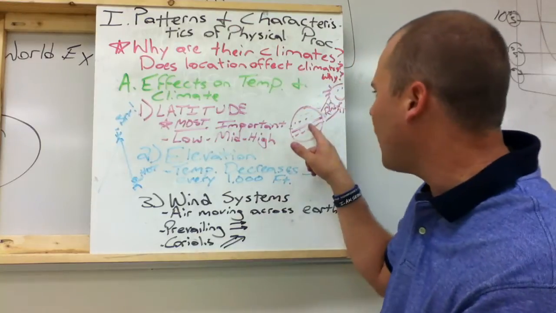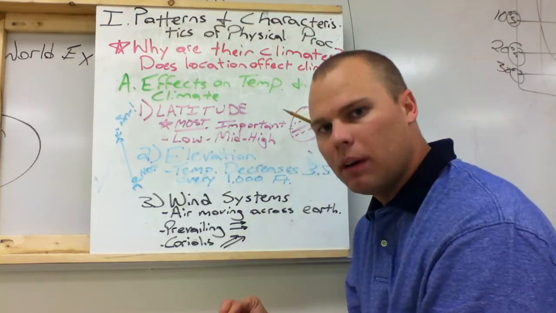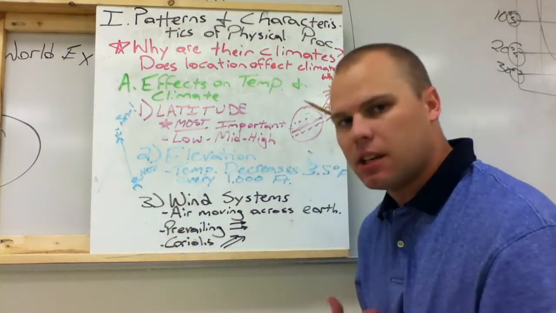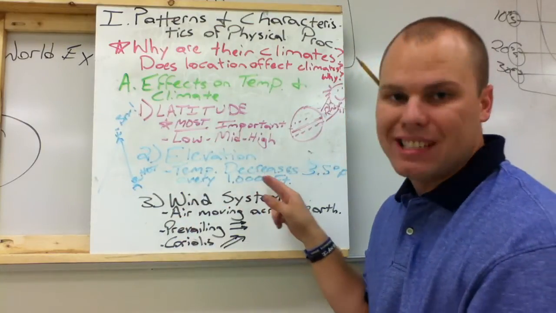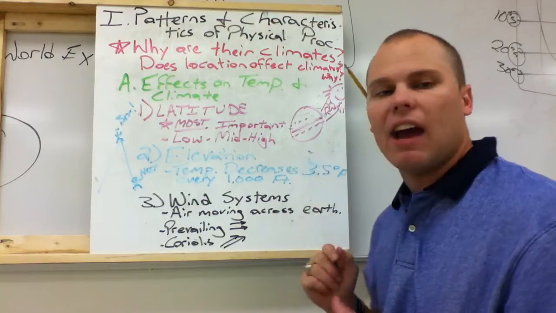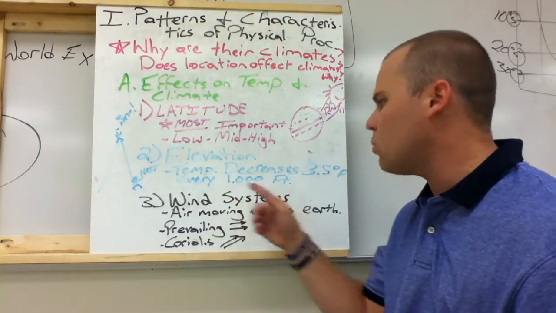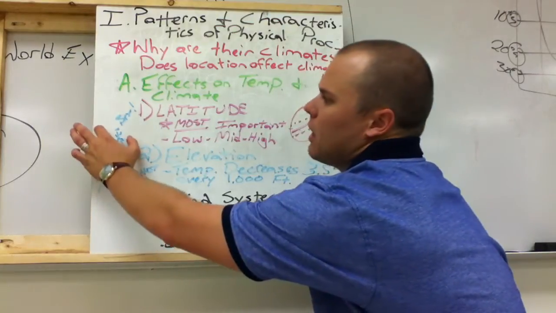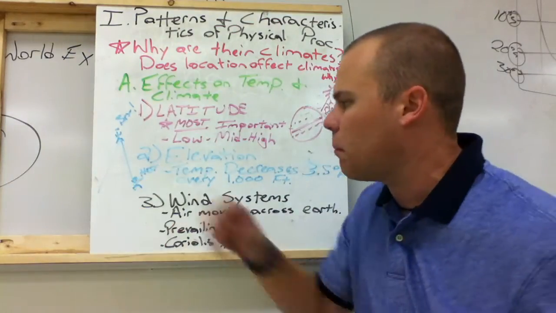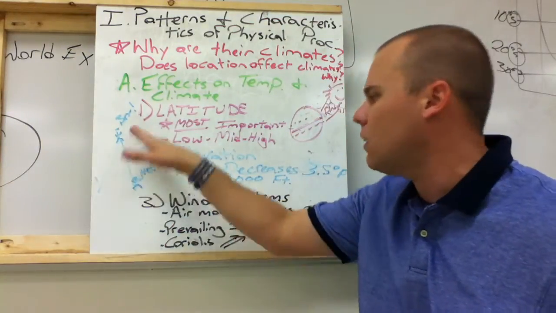For example, if I'm right on the equator and I know it should be warm, but I'm standing on top of a mountain, it's going to be cold. Okay? Temperature decreases on average about 3.5 degrees Fahrenheit every 1,000 feet you climb. That's what that says there. So this little man at the top of the mountain is really cold, but this guy at the bottom is warm. All right, it's because of that elevation.